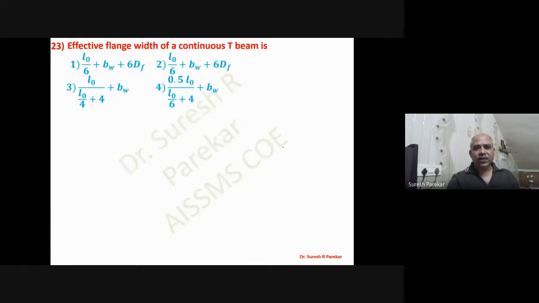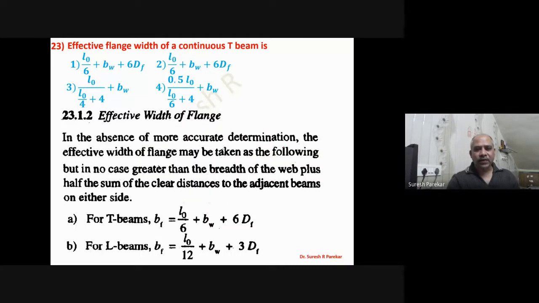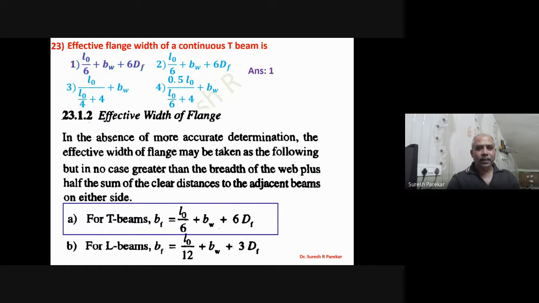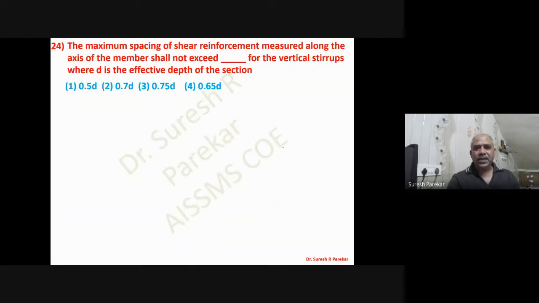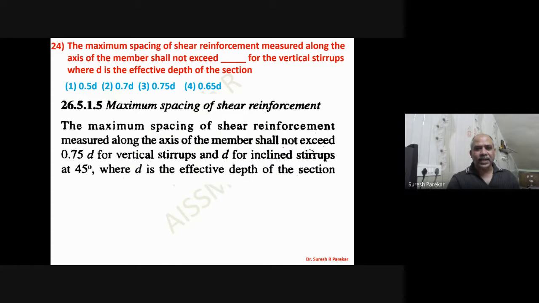Then question 23: the effective flange width of a continuous T beam is. So we can have the effective width of flange for T beams, BF is equal to L0 by 6 plus BW plus 6 DF. So option we have is 1. Then the maximum spacing of shear reinforcement. That is given in 26.5.1.5. And you can see the option we have is 0.75 D. So that is the maximum spacing.